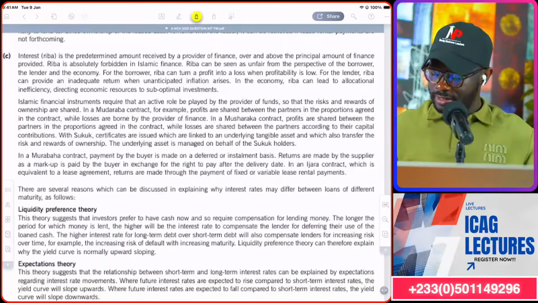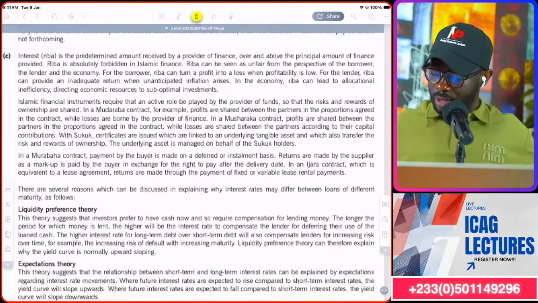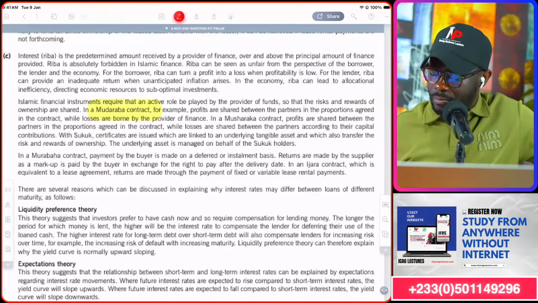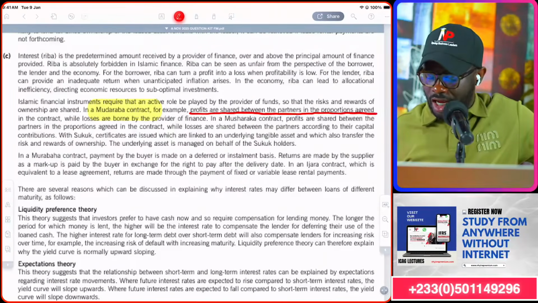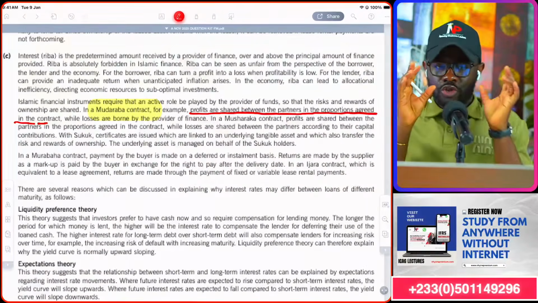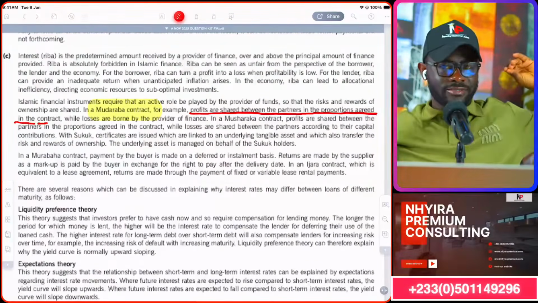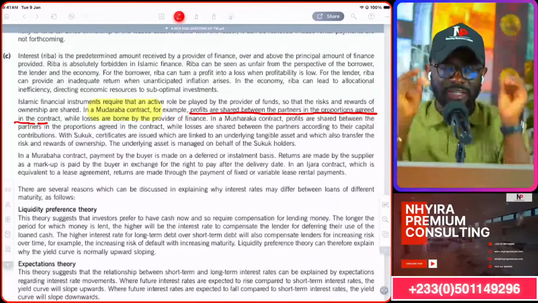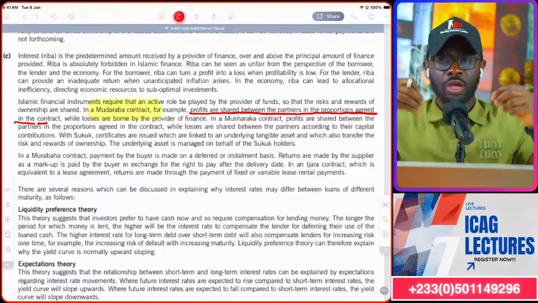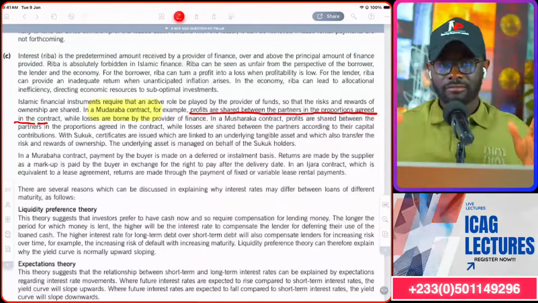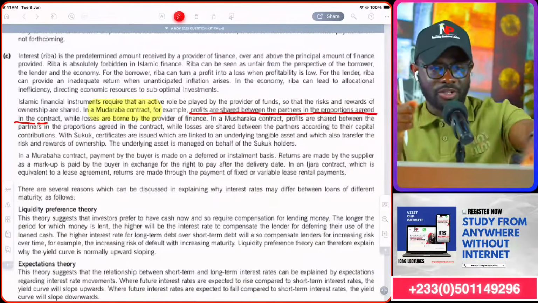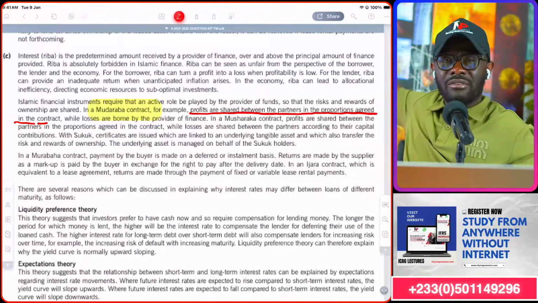And so if you look at the types of Islamic finance, we can talk about, first, mudaraba contracts. Now, in a mudaraba contract, profits are shared between the partners in the proportion they agreed in the contract, while losses are borne by the provider of finance. So, remember we said we forbid interest. So how does the provider of finance make returns? It depends on the type of financial instrument we are dealing with. So if the financial instrument is the mudaraba contract, then it's like a partnership deal. But what is going to be happening here is that if there is a profit, we share it based on the contract, but any loss will be borne by the provider of finance.